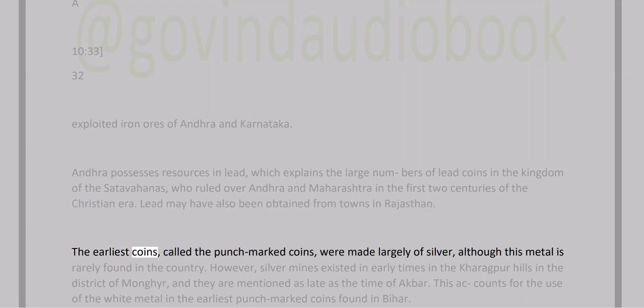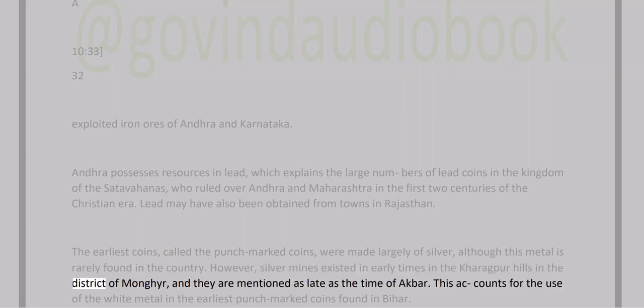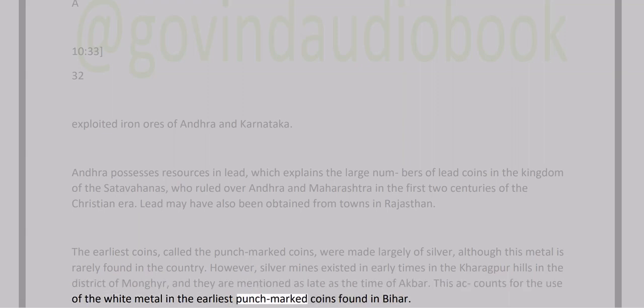The earliest coins, called the punch-marked coins, were made largely of silver, although this metal is rarely found in the country. However, silver mines existed in early times in the Kharagpur hills in the district of Munger, and they are mentioned as late as the time of Akbar. This accounts for the use of the white metal in the earliest punch-marked coins found in Bihar.